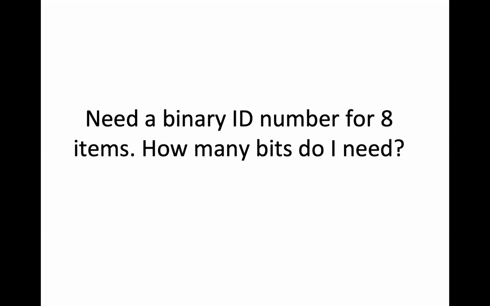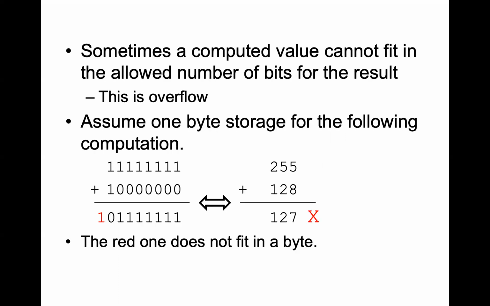Okay, so now let's talk about an awkward and unpleasant part of programming, which is that sometimes the value we compute using fixed width binary arithmetic doesn't fit in the allowed number of bits for the result. And that's an integer overflow. It happens a fair bit in real computer programs. And so let's look at an example of an integer overflow.